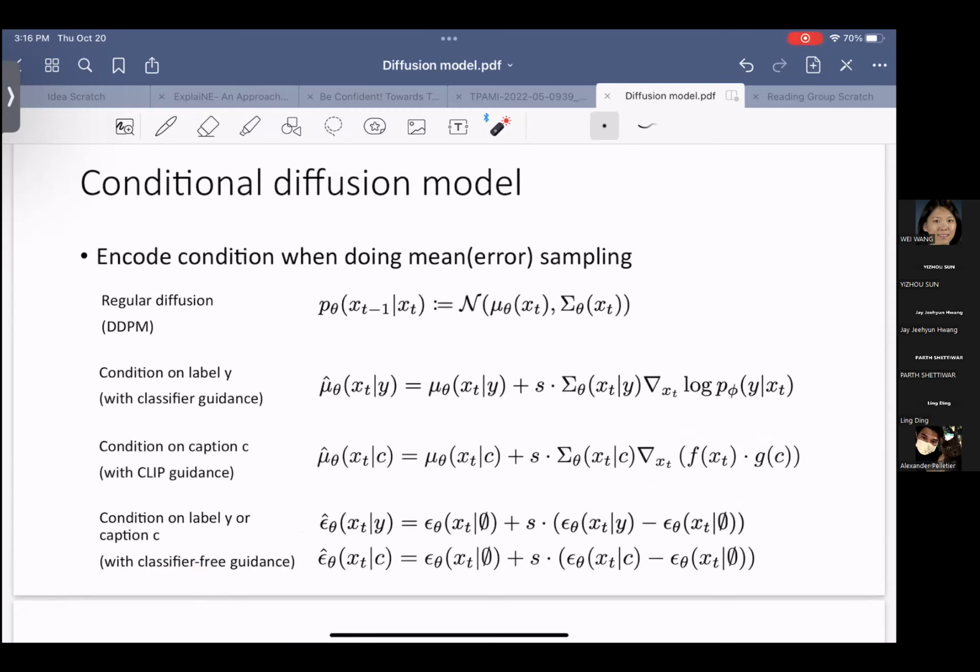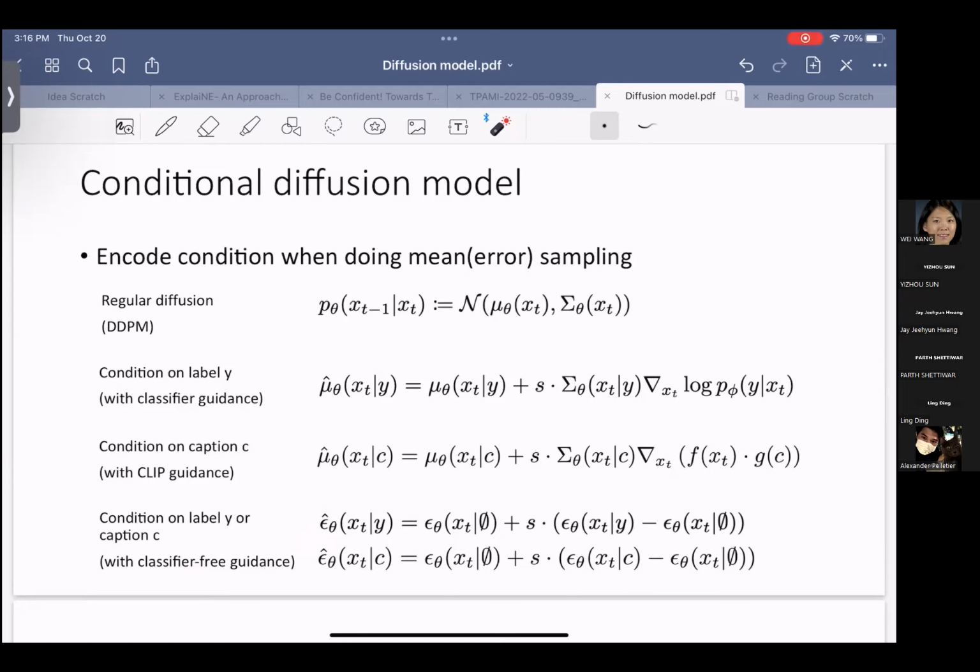So sorry, here I'm switching notation a little bit from mean to error, but just like I told you, this is actually the same thing. Just because these three are from OpenAI, these two are from Google Brain, they follow different notations. But shifting the mean and shifting the error will be equivalent up to some reparameterization.